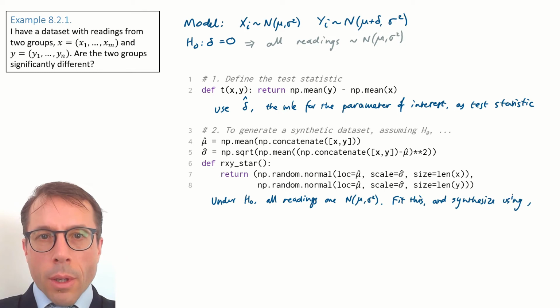Fisher's second step, define a procedure for generating a random synthetic dataset. And this next bit is very important. It should generate a random synthetic dataset under the assumption that H0 is true.